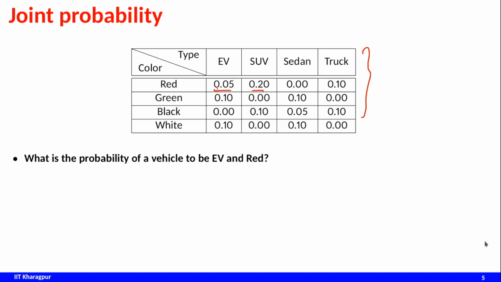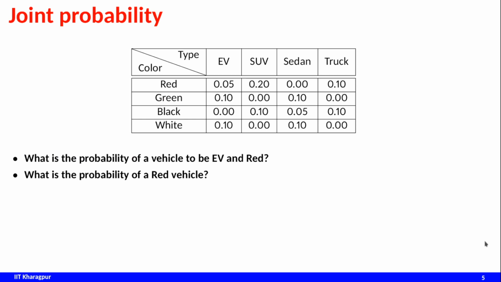Now if somebody asks me this question, what is the probability of a given vehicle to be EV and red, we can simply answer this value, because this is nothing but that we are looking for EV and it is red. So definitely we can answer it pretty easily in this case.